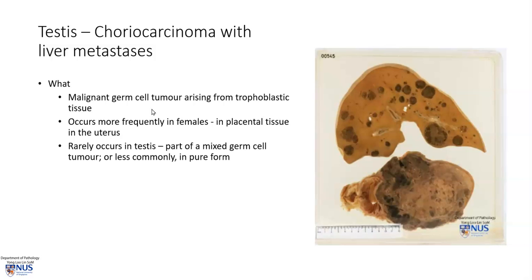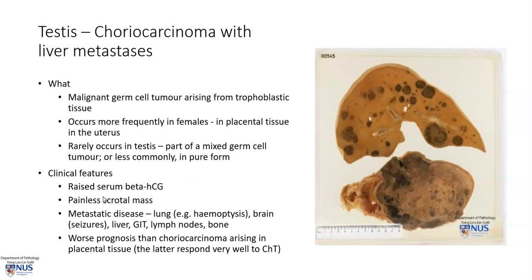Choriocarcinoma is a malignant germ cell tumor, and this arises from trophoblastic tissue. It usually occurs more frequently in females in placental tissue, and hence it involves the uterus. However, it can rarely occur in the testis, mostly as part of a mixed germ cell tumor. So there will be other germ cell tumor elements, for example, seminoma, but less commonly it can occur in pure form in the testis. This usually is associated with raised serum beta-HCG levels.